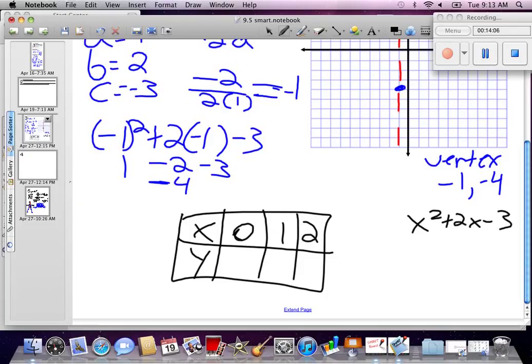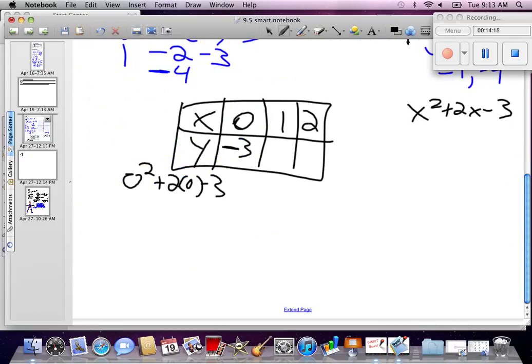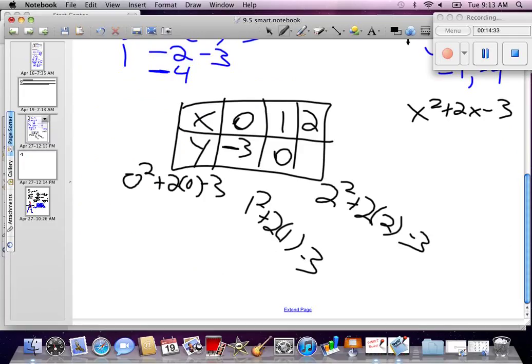Okay, so the first thing I do is plug in 0. So I get 0 squared plus 2 times 0 minus 3. That gives me -3. Okay, and then I'm going to do 1 squared plus 2 times 1 minus 3. Okay, that gives me 1 plus 2 is 3. 3 minus 3 gives me 0. Then I'm going to go 2 squared plus 2 times 2 minus 3. 2 squared is 4. 4 plus 4 is 8. 8 minus 3 gives me 5.